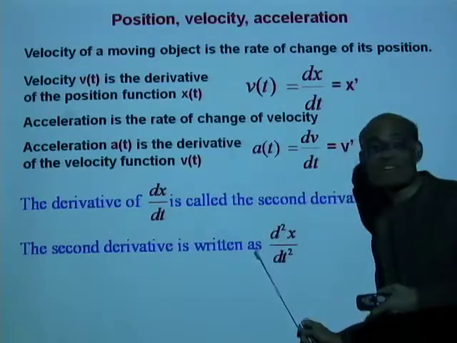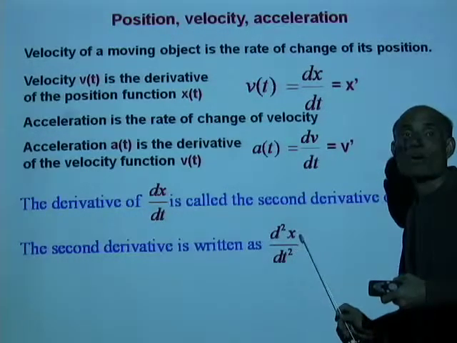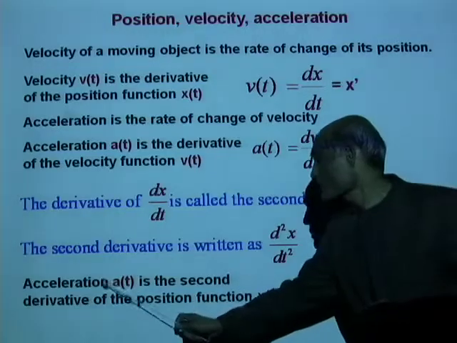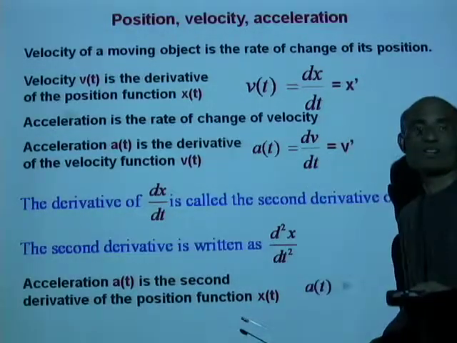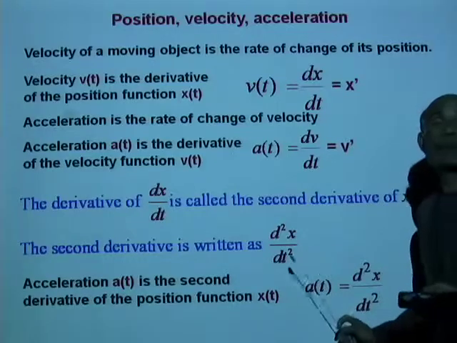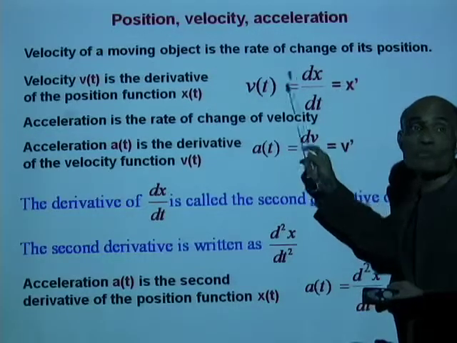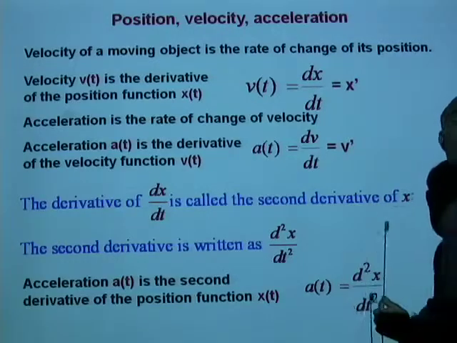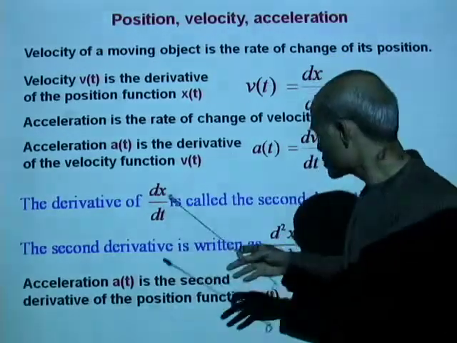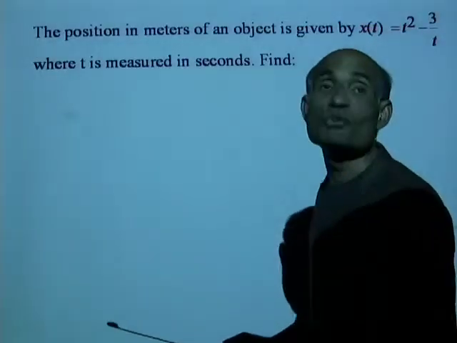And look at the way we write the second derivative. This is one of the notations: d squared x over dt squared. Or also, we write it as x double prime. Alright? Now, acceleration is the second derivative of the position function. That is, a of t is d squared x over dt squared. Or, a of t is the same as x double prime. v of t is the first derivative of the position function. a of t is the second derivative of the position function. I want you to know these concepts, have some understanding of these concepts. Alright? Okay. Let's do a problem using that.